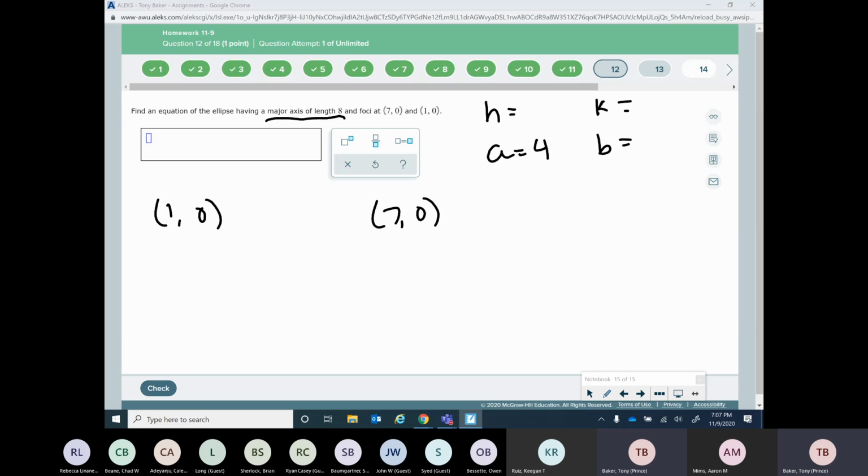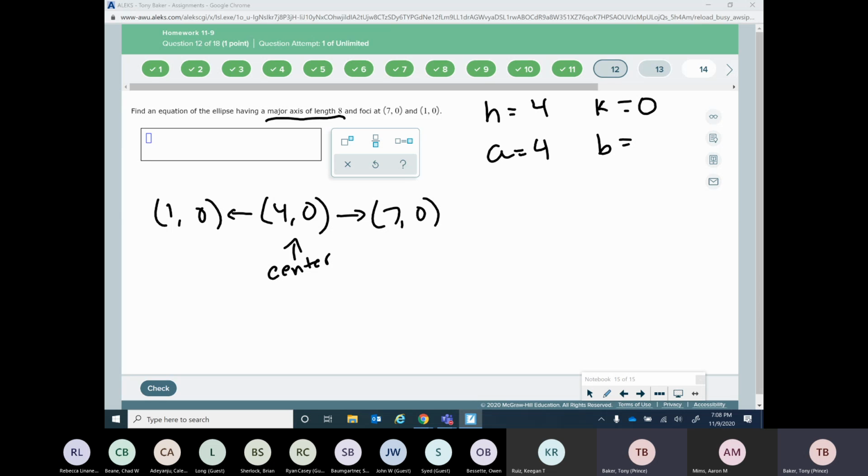Now, remember, my foci, my vertices, and everything all come from my center value. So I can use my foci to find the center. Once I find my center, I have my H and my K. So what's halfway between the 1 and the 7? 1 plus 7 is 8, so that'd be a 4. So that is my center. So H is 4, and K is 0. Because they're going to be equidistant from that point.